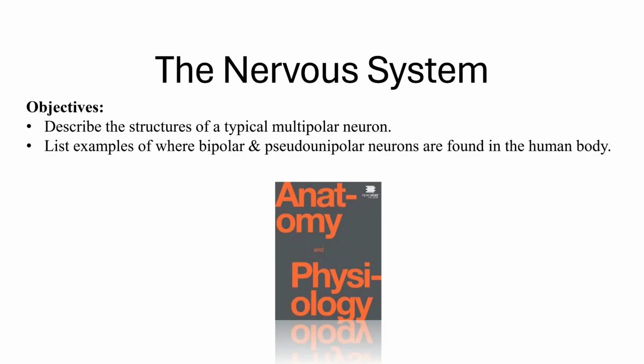range of functions. These cells are found in the central nervous system, where they form the neural circuits that produce conscious thought and allow us to regulate the movement of our bodies. Finally, we will study examples of sensory neurons in the body that have bipolar or pseudo-unipolar structures.